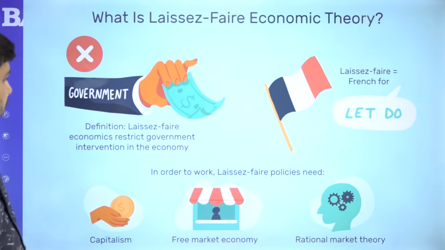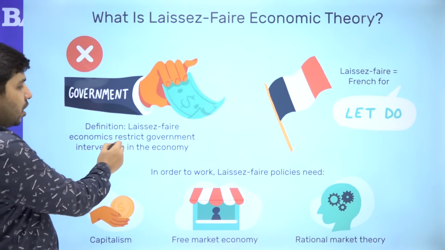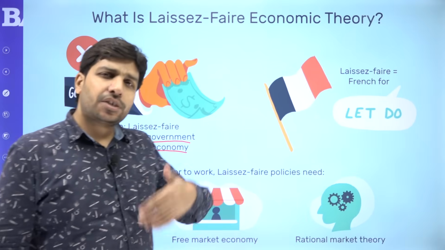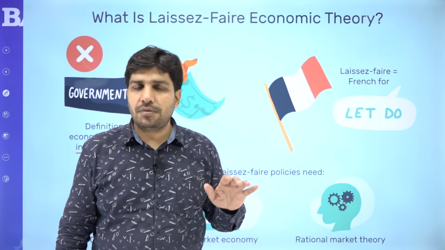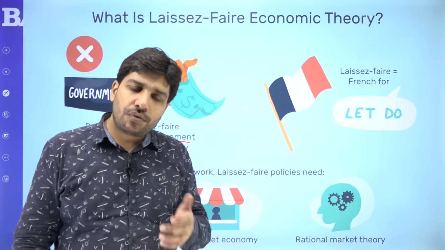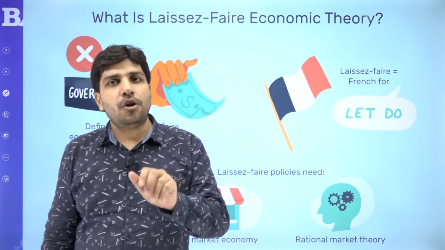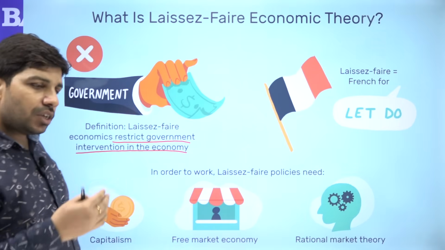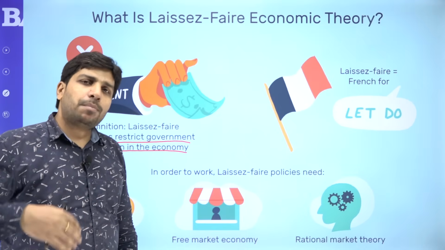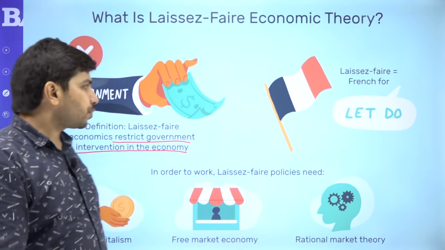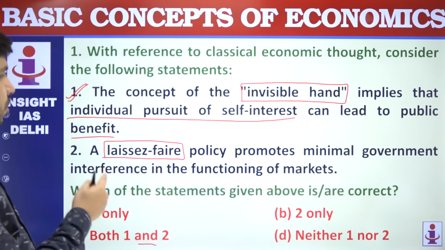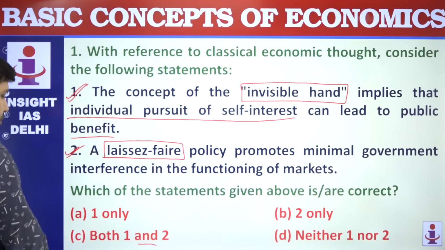For example, laissez-faire economics restricts government intervention in the economy. Let the market function by itself, no need of government intervention. Even if government wants to intervene, the intervention should be minimal, the lowest. ऐसी policy, ऐसी economy, it says laissez-faire policy says कि if government intervention is minimal, then the market will work efficiently by itself. So the second statement, laissez-faire policy promotes minimal government interference in the functioning of markets. Both these statements are true. Your correct answer will be option C.